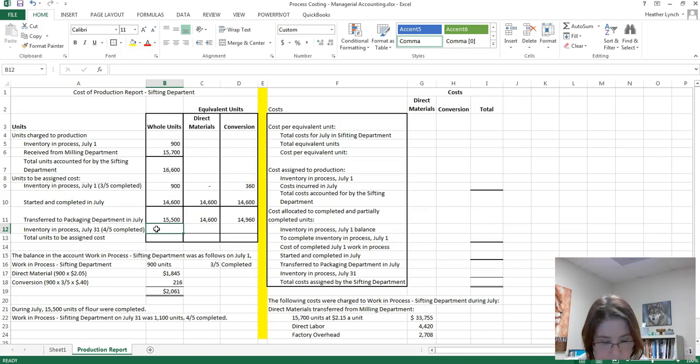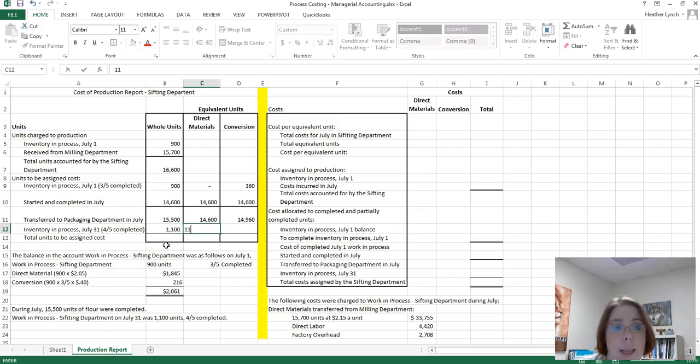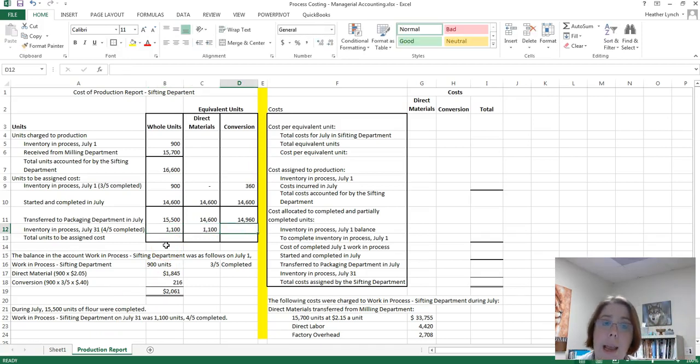The only thing that we may have a difference will be our conversion. So it showed that work in process sifting department on July 31st was 1,100 units. So we'll have 1,100 units there, 1,100 units here. And on conversion, it was only 4/5 complete. So we take that 1,100, times the 4/5, and that gives us 880.